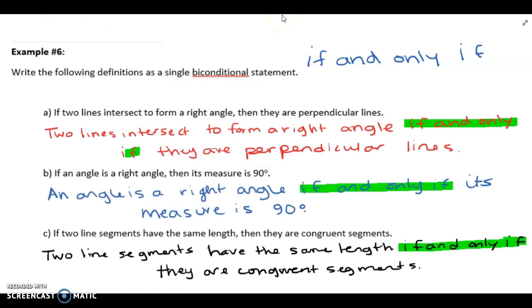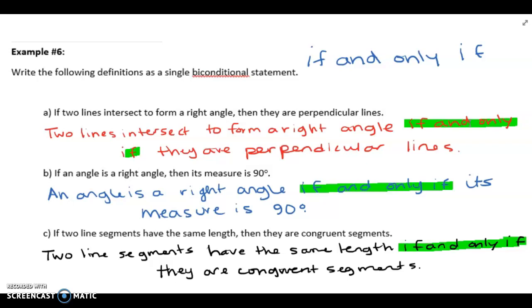All right, hopefully you've gone through and done these on your own. If you got them right, great, good job. If you didn't, that's okay. Go ahead and fix them. So A says, if two lines intersect to form a right angle, then they are perpendicular lines. That is the definition of perpendicular lines. To write that as a biconditional, it would be two lines intersect to form a right angle if and only if, now notice I've highlighted the if and only if, they are perpendicular lines. That would be how you'd write that as a biconditional statement.